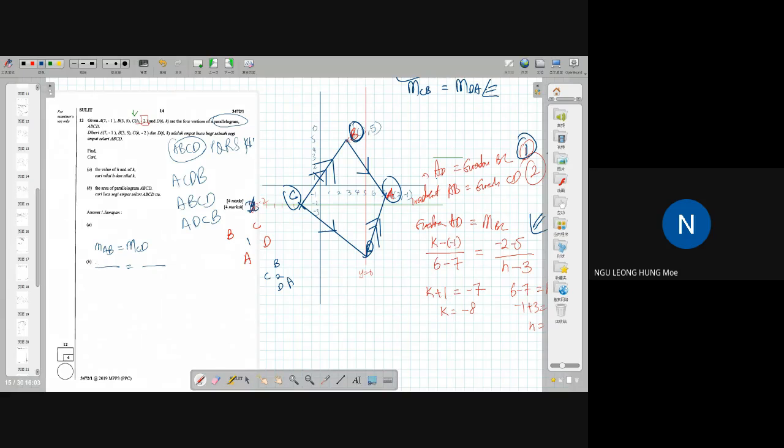So A ialah 7, negative 1. Negative 1 minus 5 over 7 minus 3 equal to CD, negative 2 minus K over H minus 6. Boleh faham tak Surya setakat ni?